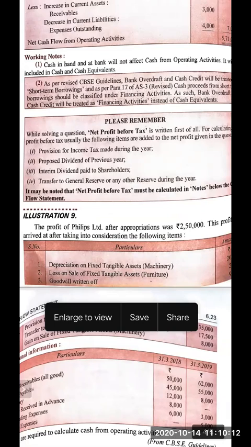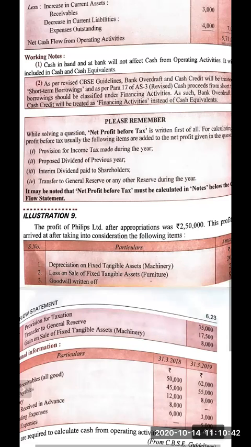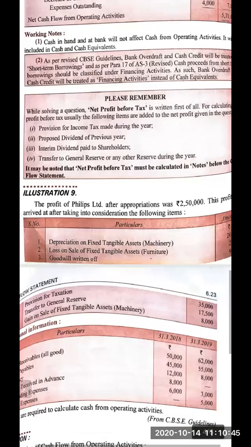See, net profit after tax was given to us. You have to add provision for income tax made during the year, proposed dividend of the previous year, interim dividend paid to the shareholder, and whatever amount of profit is transferred to general reserve or any other reserve during the year. By adding these items back in the net profit after tax, we will get the value of net profit before tax. See how it is to be done practically.